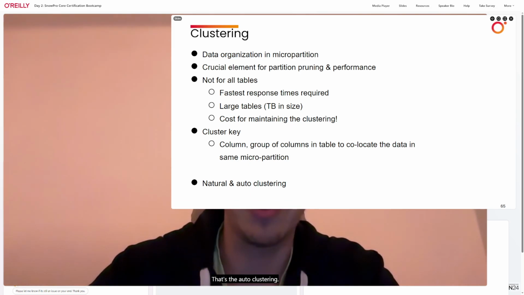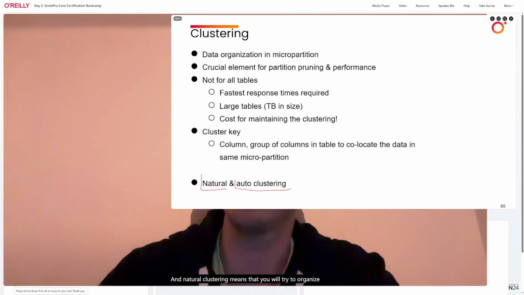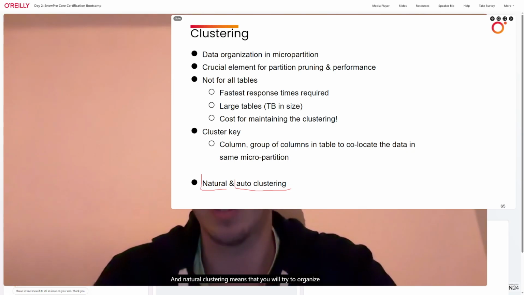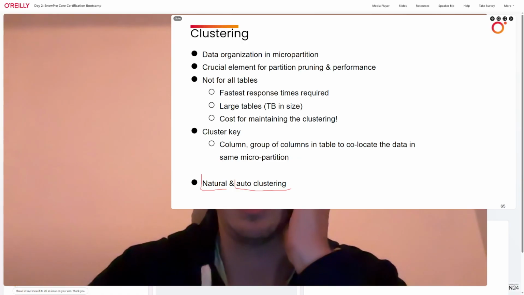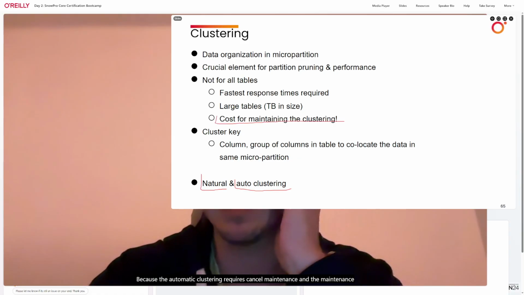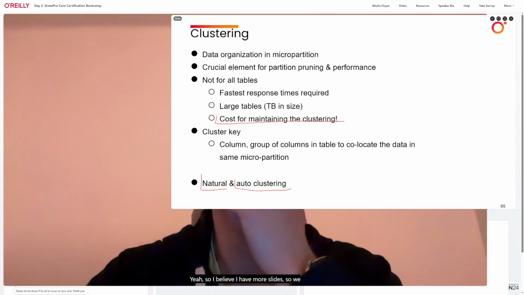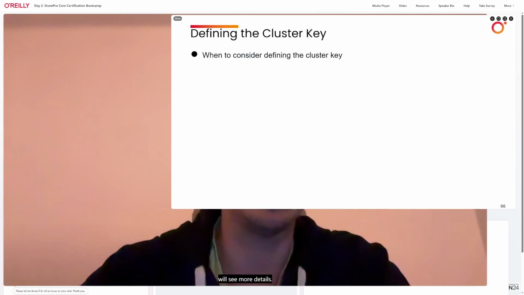That's the auto clustering. There is also something that can be called natural clustering, and natural clustering means that you will try to organize the data by yourself without defining the auto cluster key or cluster key. Why? Because the automatic clustering requires some maintenance, and the maintenance needs to be paid. So I believe I have more slides, so we will see more details.